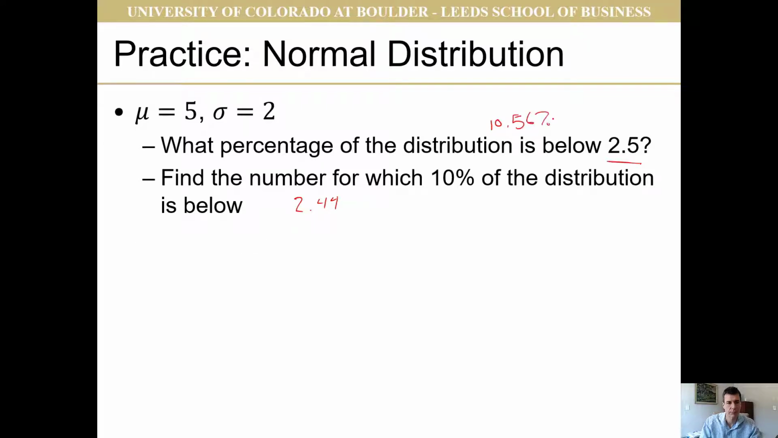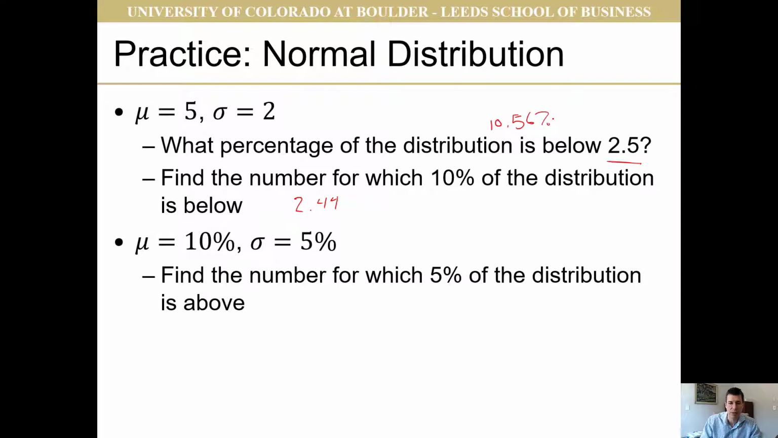10.56%. Okay, now we have a mean of 10%, standard deviation of 5%. Find the number for which 5% of the distribution is above. We have to do a little more work because our function gives us the numbers for which 5% or some amount is below. But if 5% of the distribution is above, then 95% of the distribution is below.